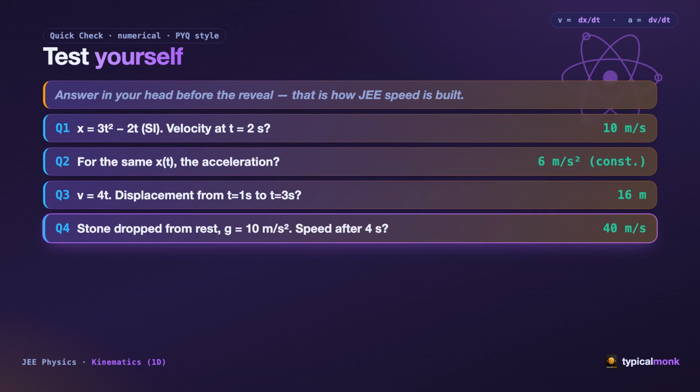Question 4. A stone is dropped from rest and falls freely with g equals 10 meters per second squared. What is its speed after 4 seconds? Just v equals gt, 40 meters per second.